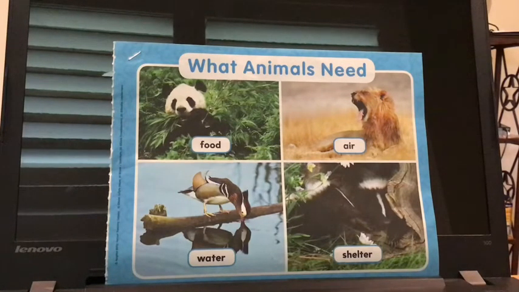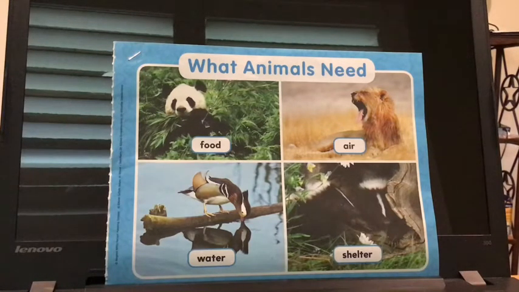Look at the first picture, the picture of the panda. What is he doing? Yes, he's eating. The panda is eating. All animals need food to live. Some animals eat only plants. Other animals eat only meat. And some other animals eat both plants and meat.